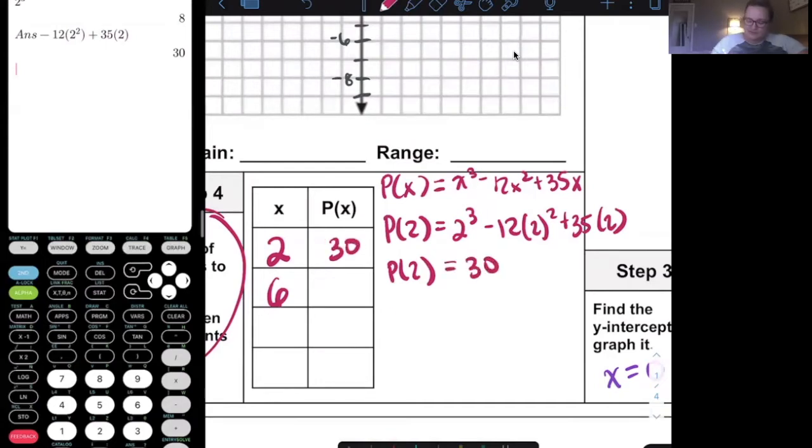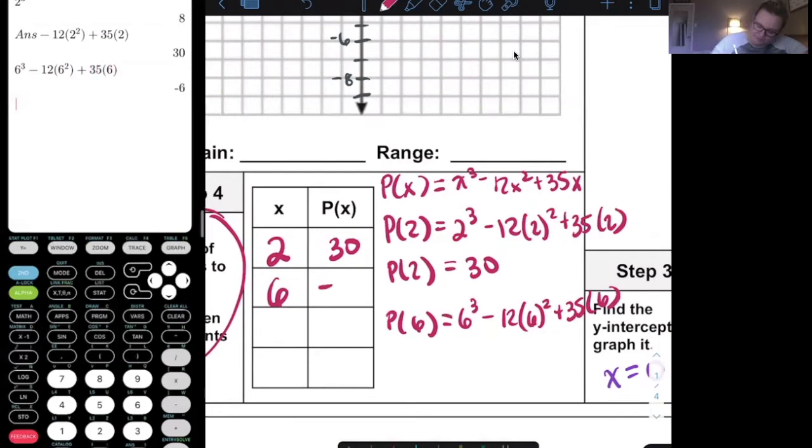Then we're also going to find p of 6. So we're going to take 6 cubed minus 12 times 6 squared plus 35 times 6. So we're going to take 6 to the third, minus 12 times 6 squared, plus 35 times 6. And we get negative 6.